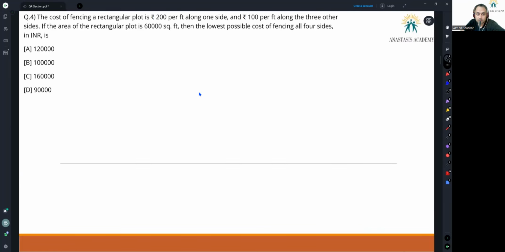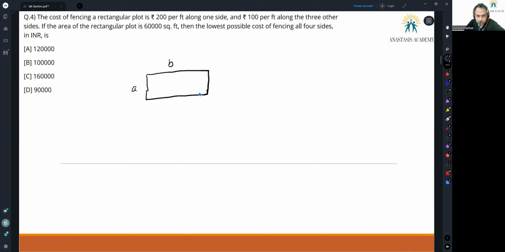Next, the cost of fencing a rectangular plot is 200 per feet along one side and 100 per feet along the 3 other sides. If the area of the rectangular plot is 60,000 square feet, then the lowest possible cost of fencing all four sides in INR is. Okay. Let's say the rectangle had dimensions like these. This is A, this is B.